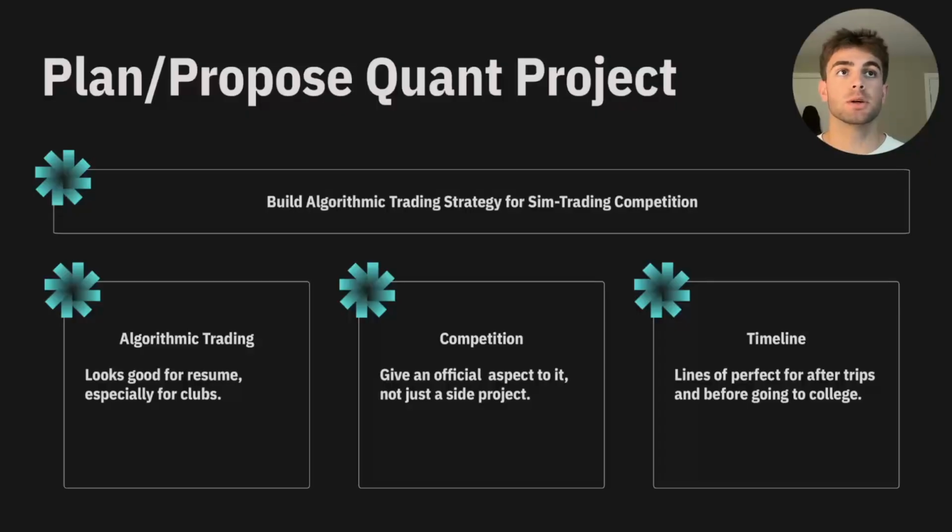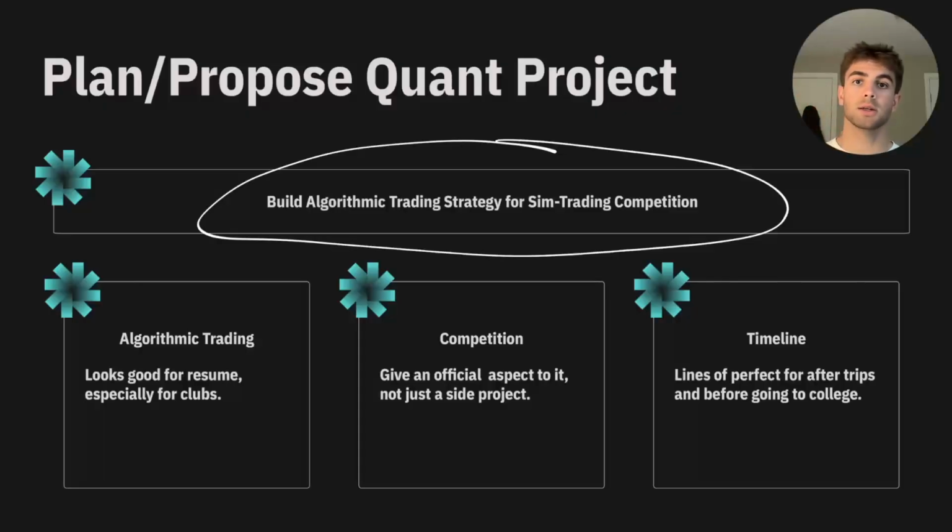All right, plan and propose a quant project. This was one of the goals for this week, doing something project-based where there is a final outcome and I could work with someone on it. So there's a couple different directions you could go. The direction that I ultimately did not want to go is building a machine learning algorithm neural network. Also, I just do not have the knowledge to be able to do that. So the direction I ultimately chose to go is building an algorithmic trading strategy for a simulated trading competition.